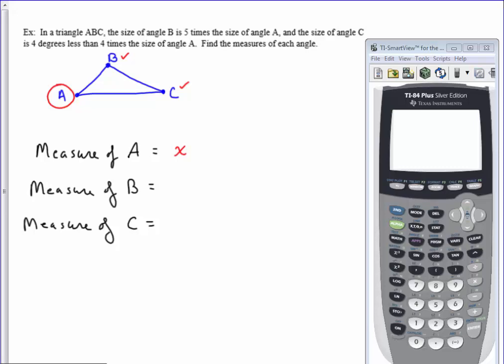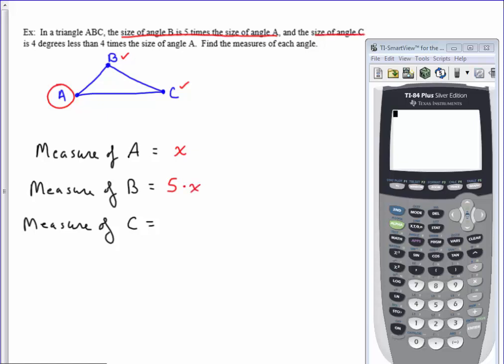From here, labeling the measure of B and the measure of C, we want to read back through the problem and see what the comparisons were given as. It said that the size of angle B is 5 times the size of angle A. And so if angle A is x, then angle B would be measured as 5 times x.